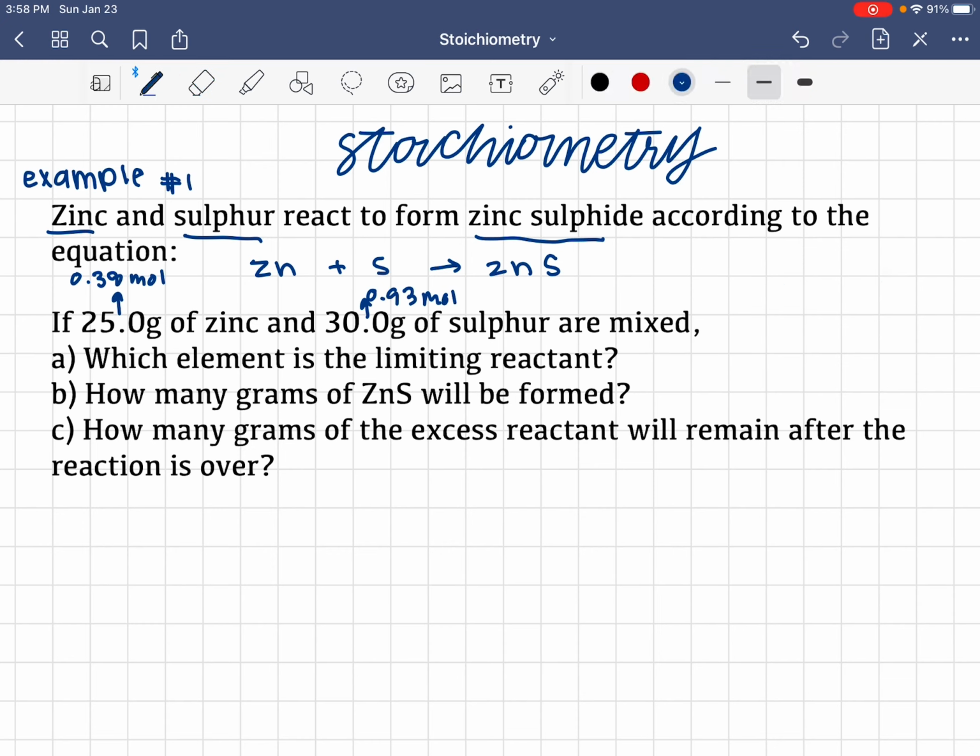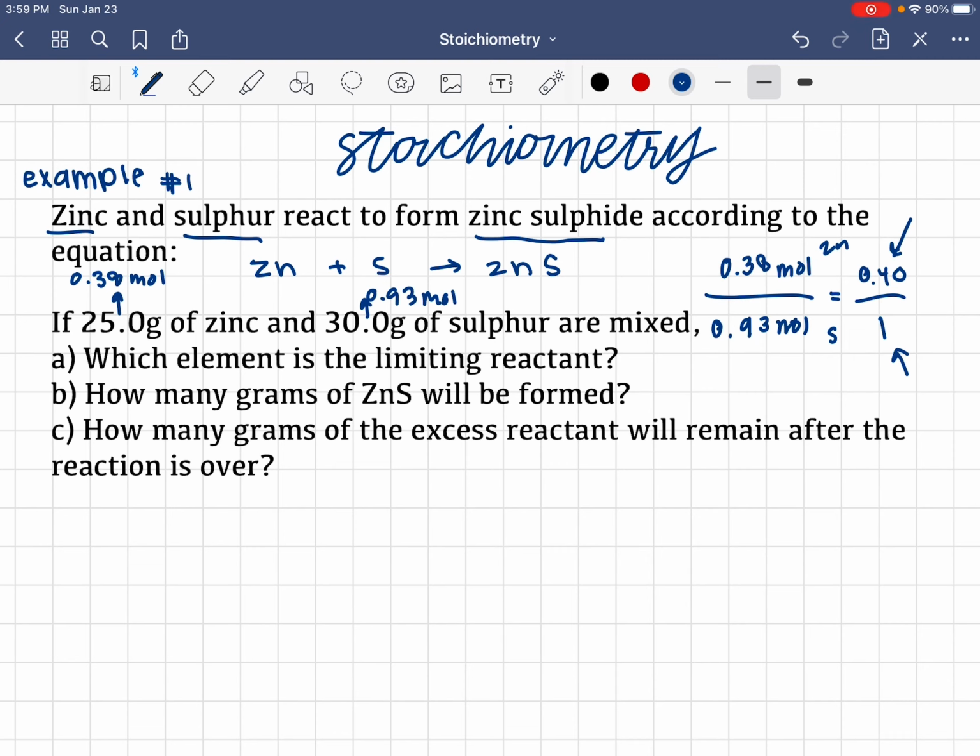Okay, and so now we need to find how much zinc is required to react with 1 mole of sulfur. To do this, I'm going to put 0.38. Technically you can guess which one you want to do first, but generally it's the one that will tell you which is less. In this case, this is moles of zinc and this is moles of sulfur. So here we know that 1 mole of sulfur requires 0.40 moles of zinc to react.